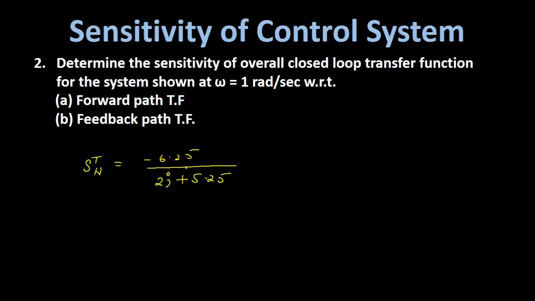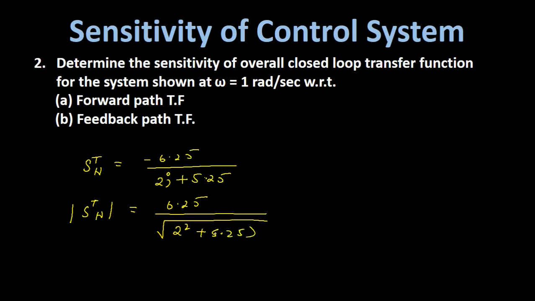Now we will find out the magnitude of this equation. So the magnitude of the sensitivity of T with respect to H will be equal to 6.25 divided by under root of (2 square plus 5.25 square), which is equal to 1.1125 we are getting.